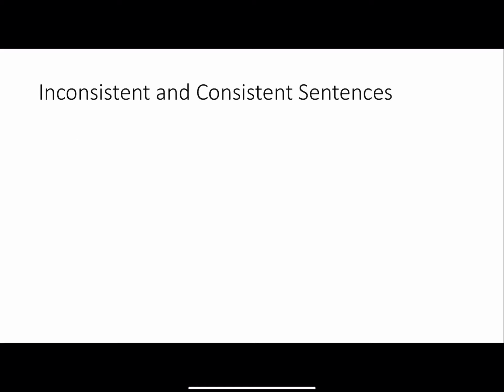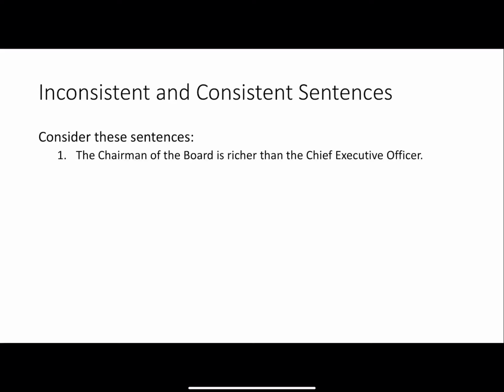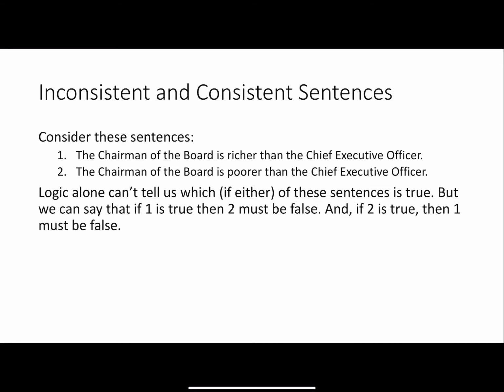Now let's look at two other ways in which sentences might be related to one another. Consider these sentences. Sentence 1: The chairman of the board is richer than the chief executive officer. Sentence 2: The chairman of the board is poorer than the chief executive officer. Now, logic alone can't tell us which, if either, of these sentences is true.